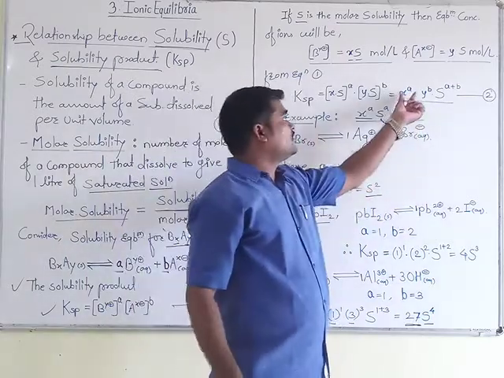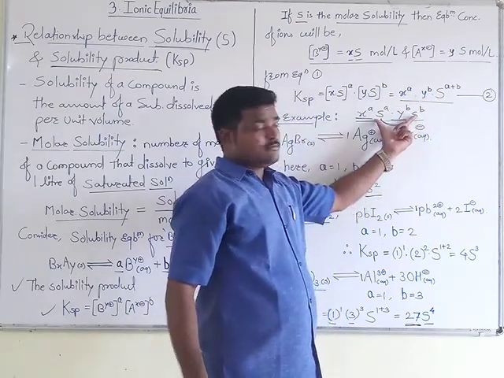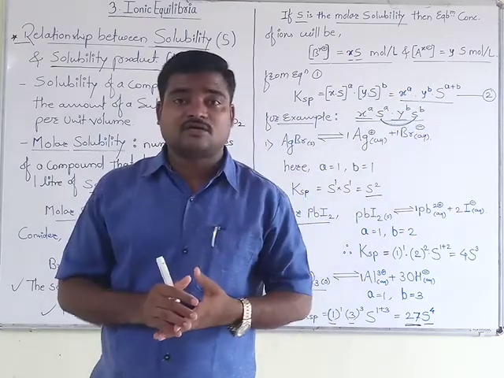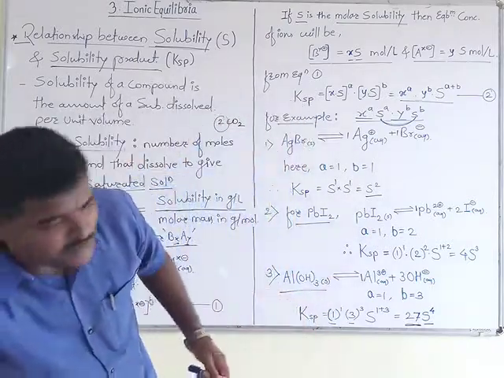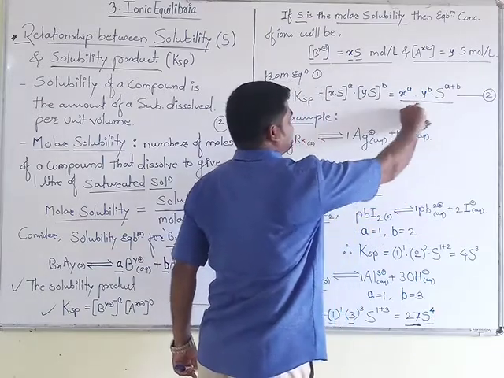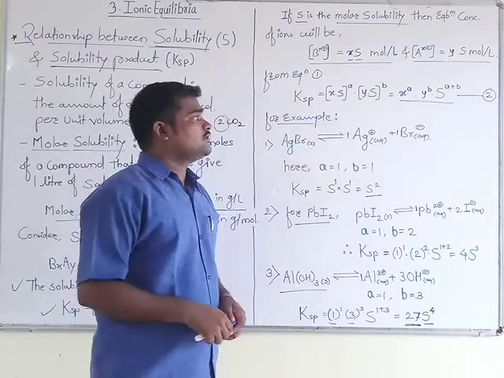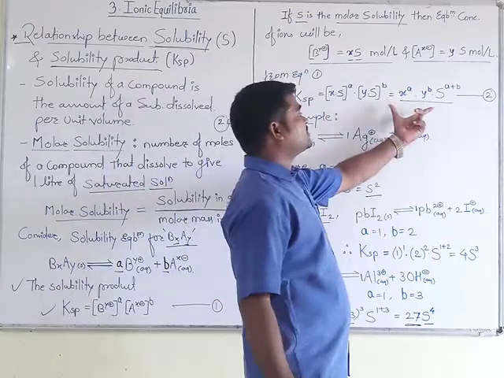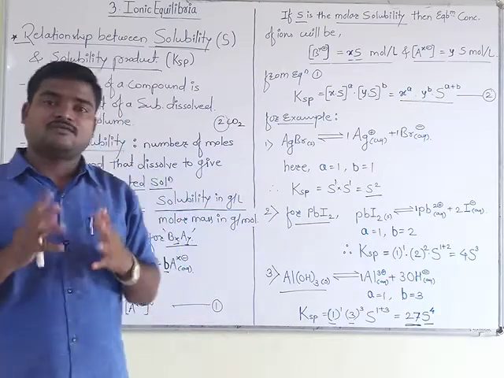What we did here: x^a, y^b, and here the base is same, so we have done the addition of their powers. This is the important thing that we have to keep in mind. Like that we have simplified that equation, and I have given that equation the number 2. Now we have applied this formula for different equilibrium reactions of different salts.